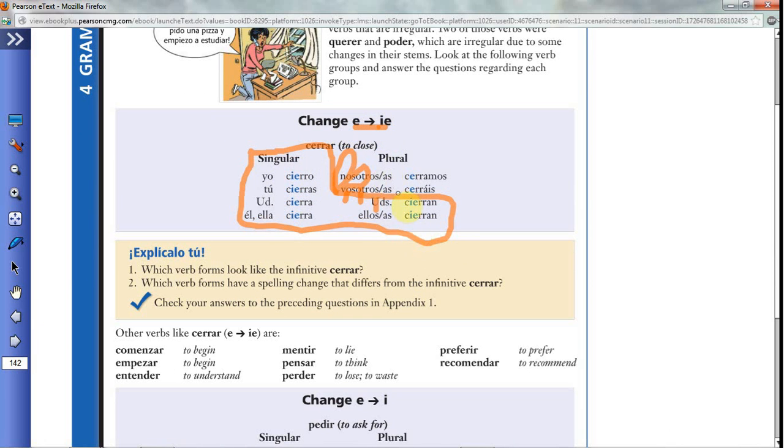Nosotros and vosotros do not change. Nosotros and vosotros will rarely be affected by any kind of vowel change, and it doesn't happen in the present indicative. It might happen in the subjunctive occasionally, but not in the present indicative, which is what we're doing right now, just the regular present tense.